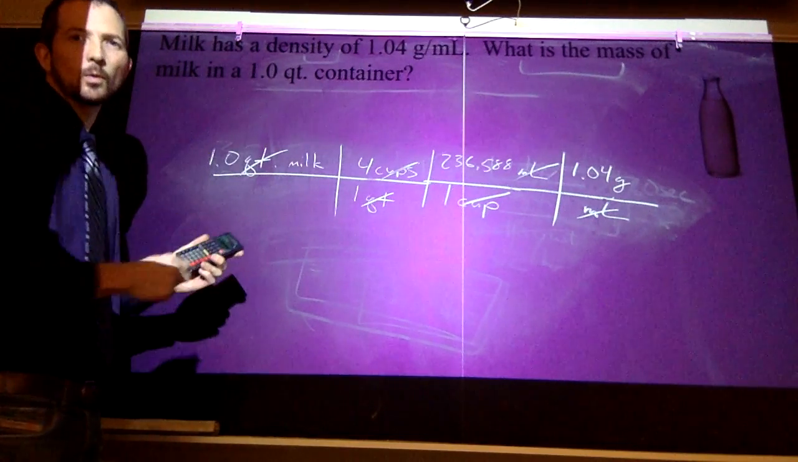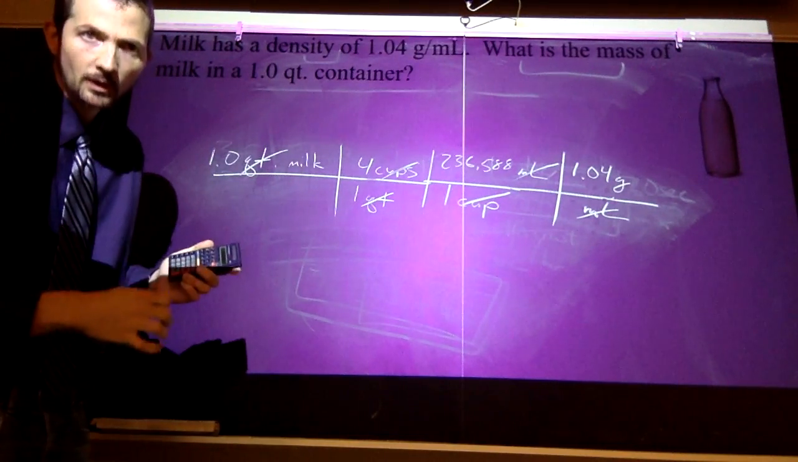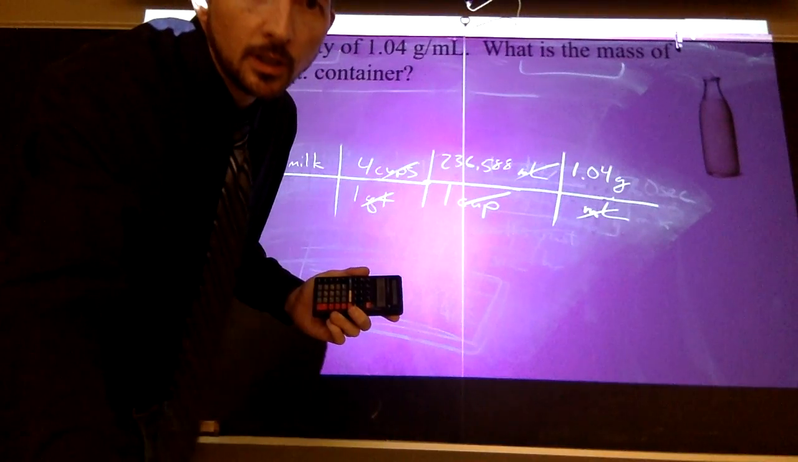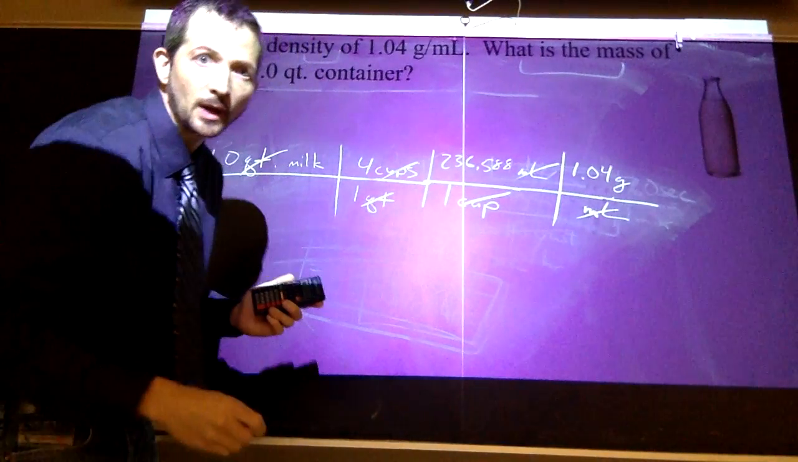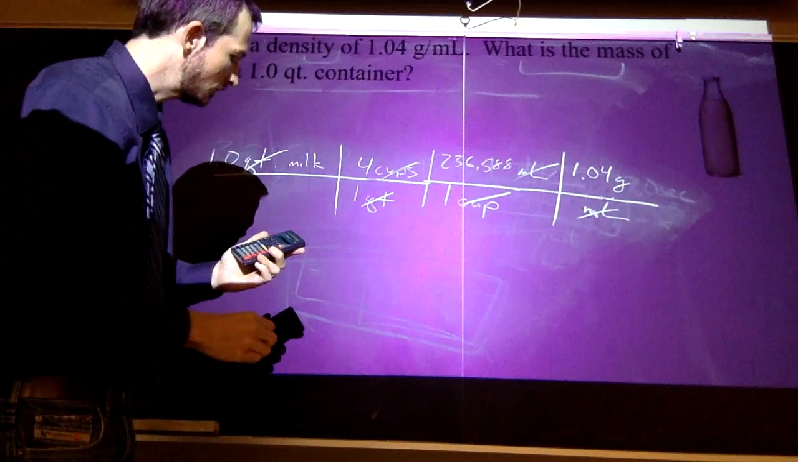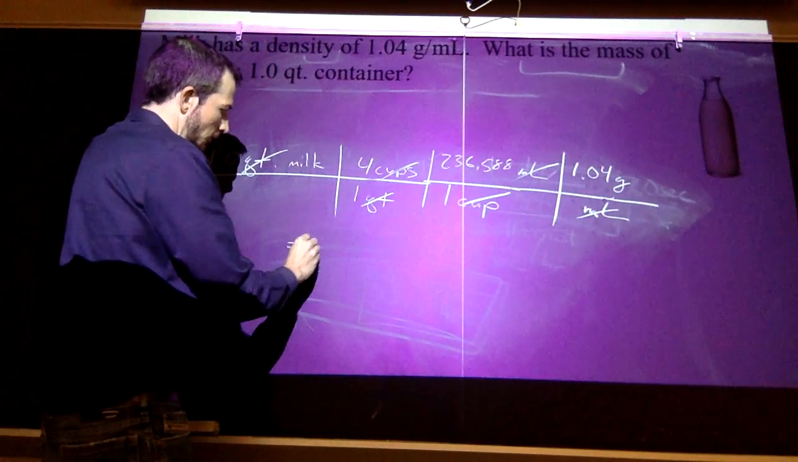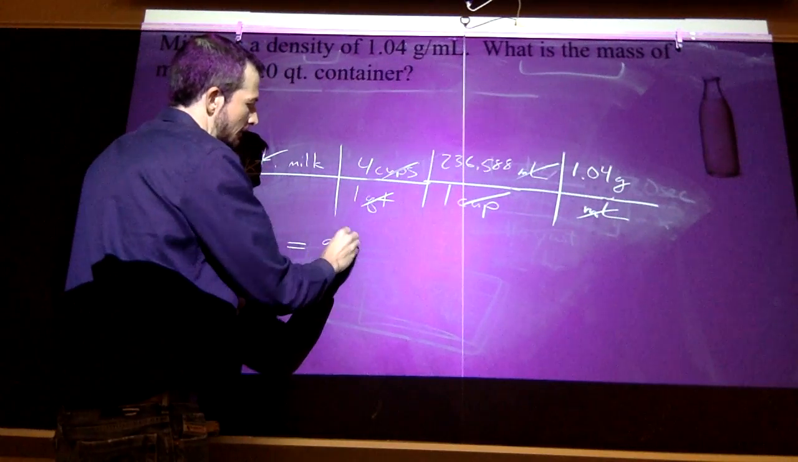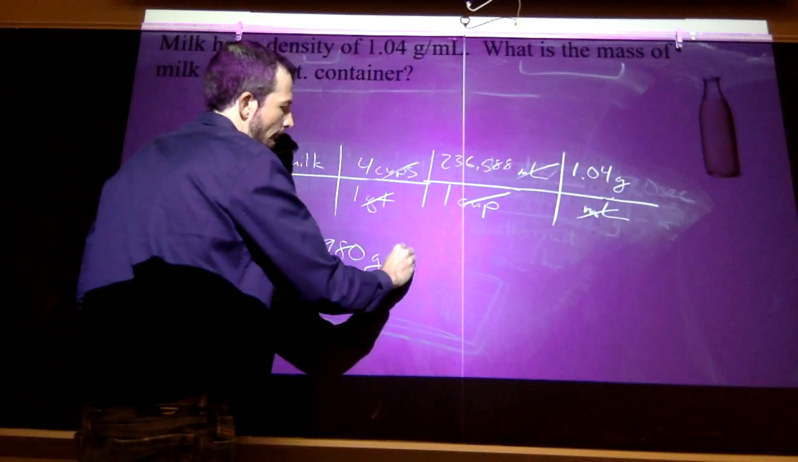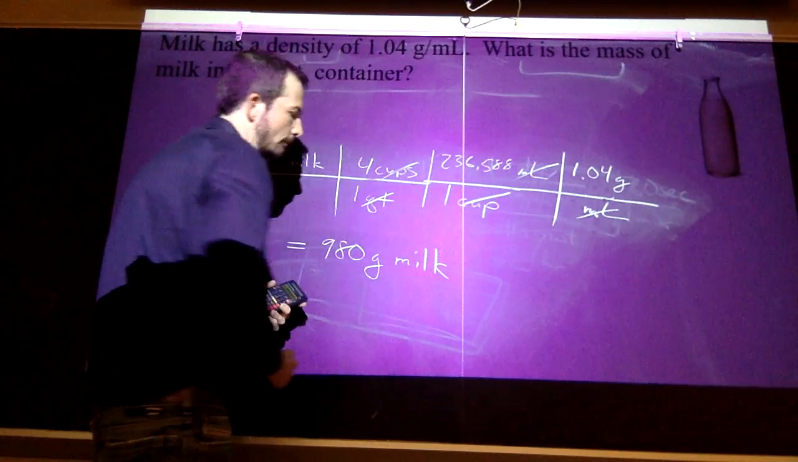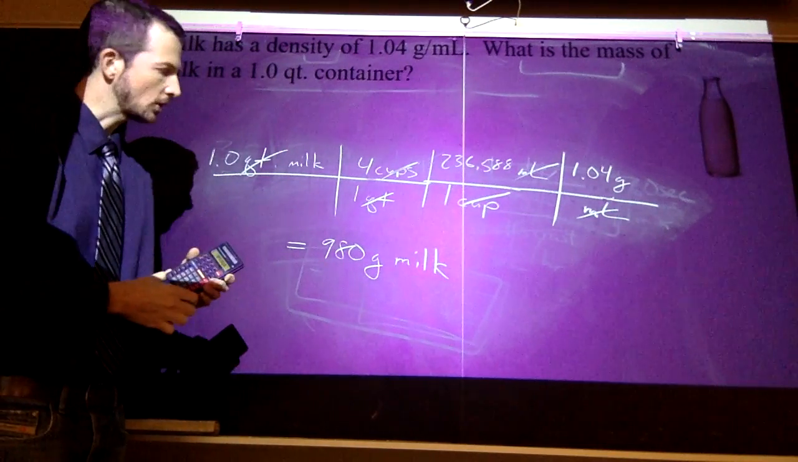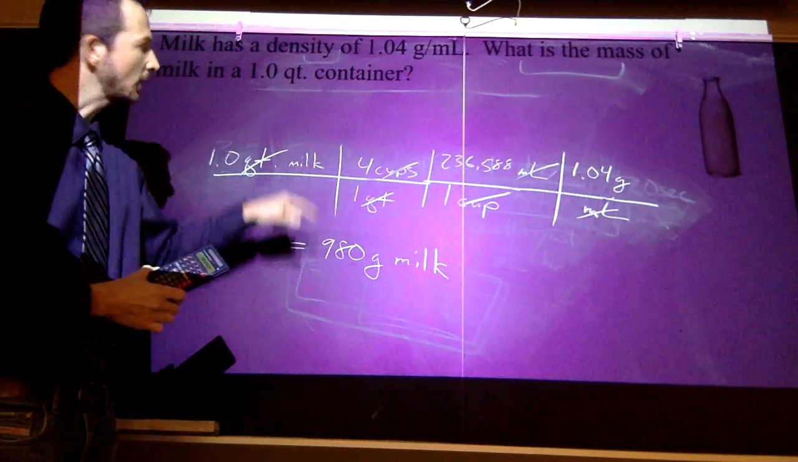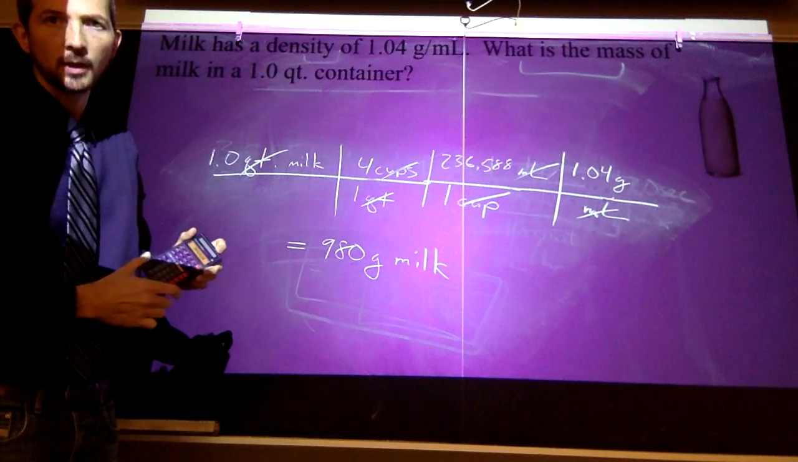The 1 quart container is 1.0, so I'm going to use that as my number of significant figures too. So I'm going to say 980. That shows my uncertainty in the measurement from the measurement I have up here.